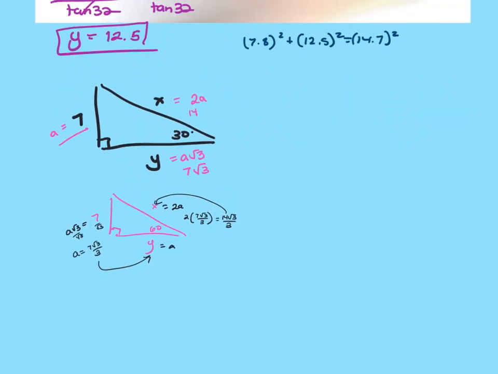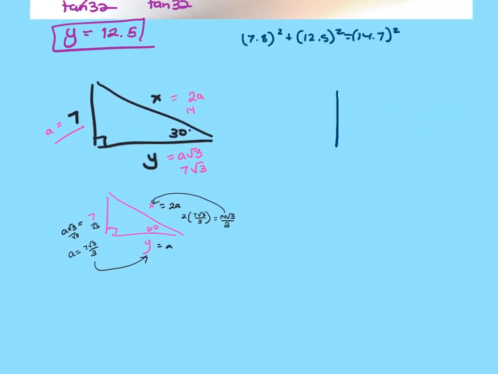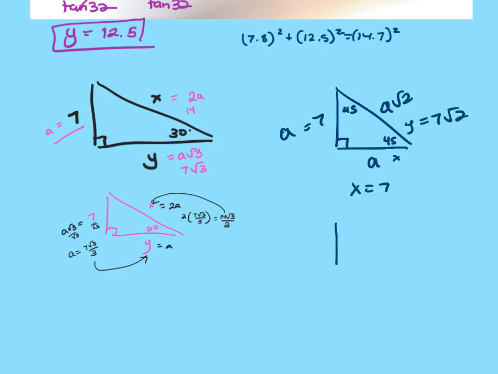And if this was a right triangle that had a 45, or an isosceles right triangle, 45, 45, 90 triangle, same thing. So let's say they gave you this was 7. This would be a. This would be a root 2. This would be a. Then my x would be 7, and my y would be 7 root 2.